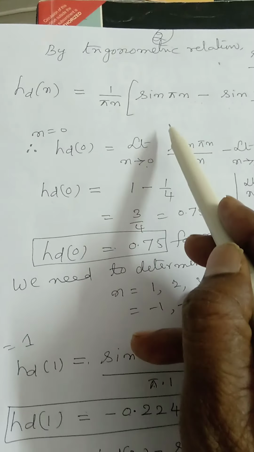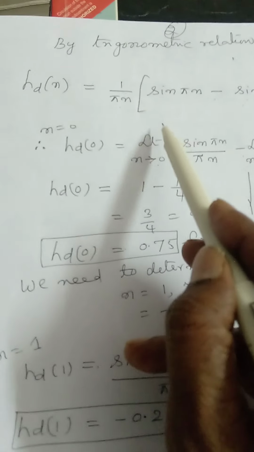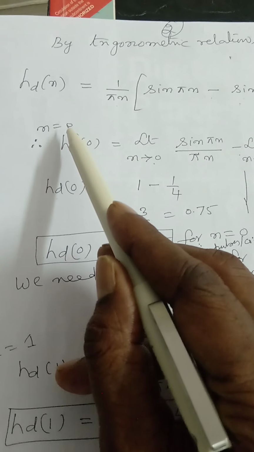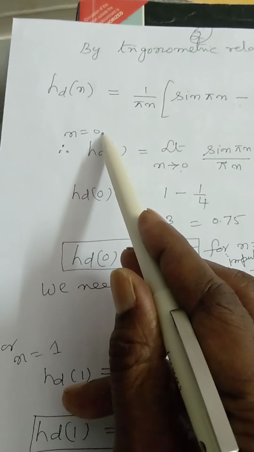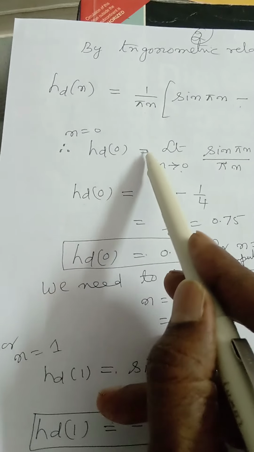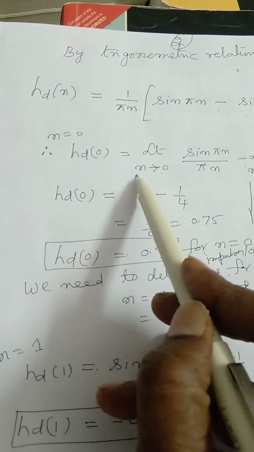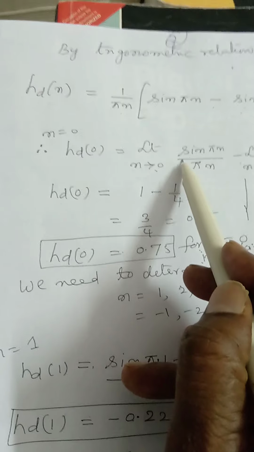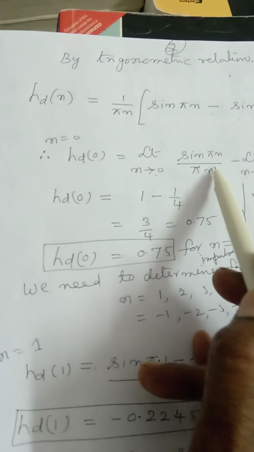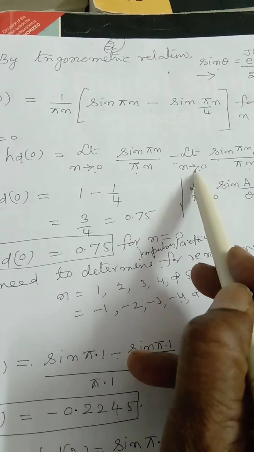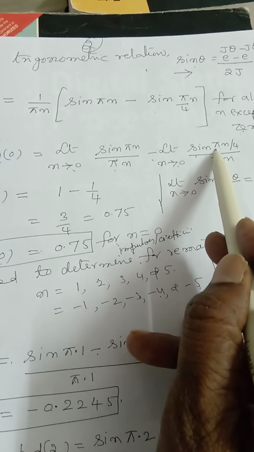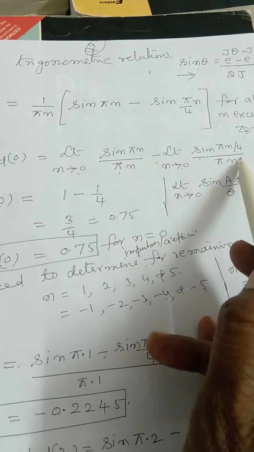Now we need to determine the impulse response for n is equal to 0, 1, 2, 3, 4, 5. Therefore, for n is equal to 0, hd of 0 is equal to limit n tends to 0 of sin pi n divided by pi n, minus limit n tends to 0 of sin pi n by 4 divided by pi n.